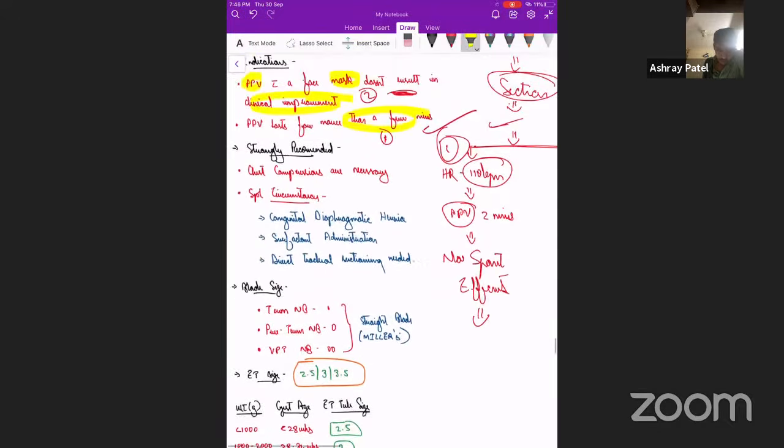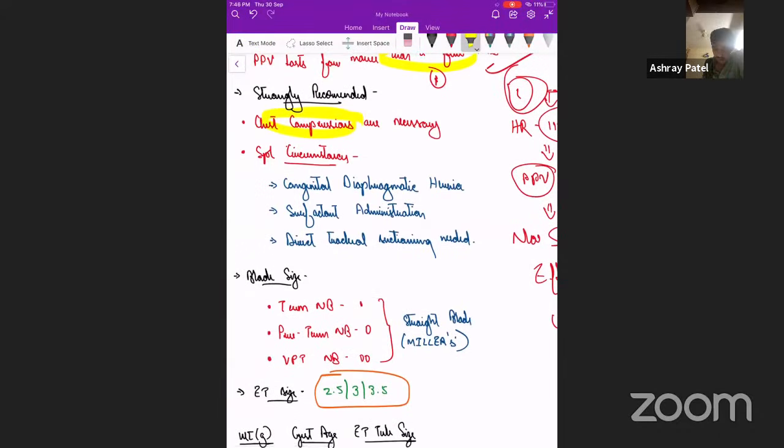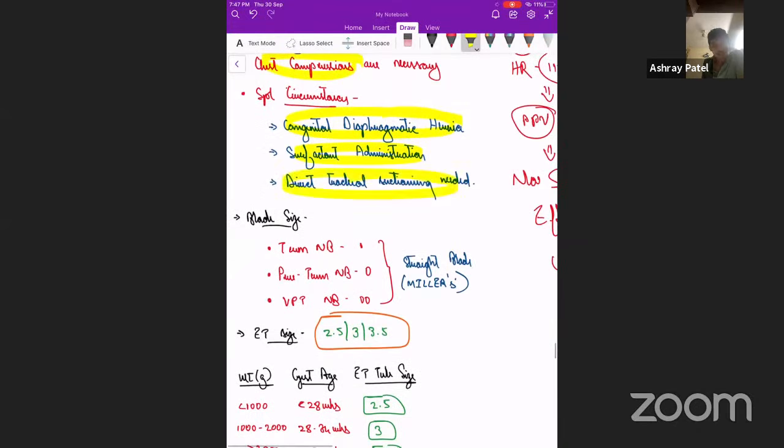Strong recommendations are given whenever chest compressions become necessary, and in certain special circumstances like a case of congenital diaphragmatic hernia, or if it is a very preterm baby around 28 to 29 weeks with a significant amount of respiratory distress, and anyhow you're going to administer surfactant. In that case, you can go ahead and intubate, or direct tracheal suctioning is needed. Like you are giving positive pressure ventilation for an MSAF baby, but there is some meconium plug obstructing the airway, and you'll have to clear the trachea by suctioning, then intubation is indicated.